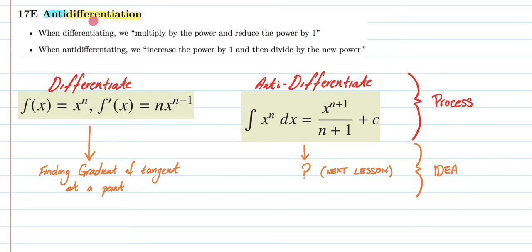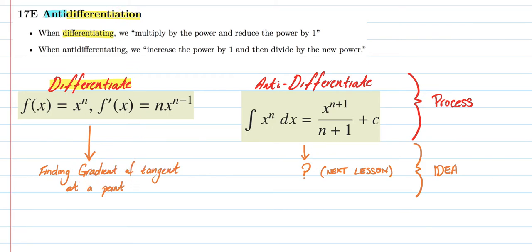So let's remind ourselves what it means to differentiate. The process involves multiply by the power and then reduce the power by one. And I've written that right here. Differentiate. As you can see, if I have a power of n, I'm going to multiply that n to the front and then subtract by one. And we know that the idea, what we're doing here, is finding the gradient of a tangent at the point. So you've got the process and then you have the idea, what we're conceptually doing. And that's what we've done previously. So differentiate, we're finding the gradient of a tangent at a point.